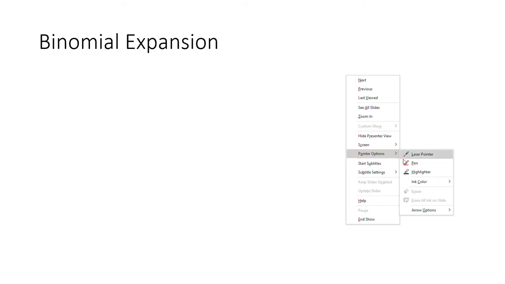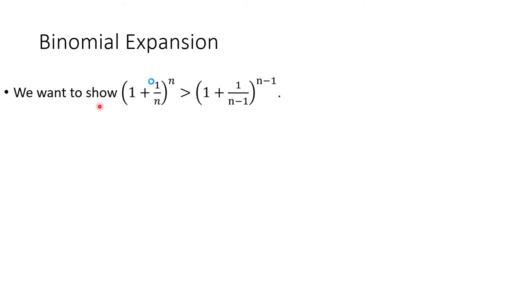Basically, we want to show that (1 + 1/n)^n is strictly larger than (1 + 1/(n-1))^(n-1). That's the previous term of this one.